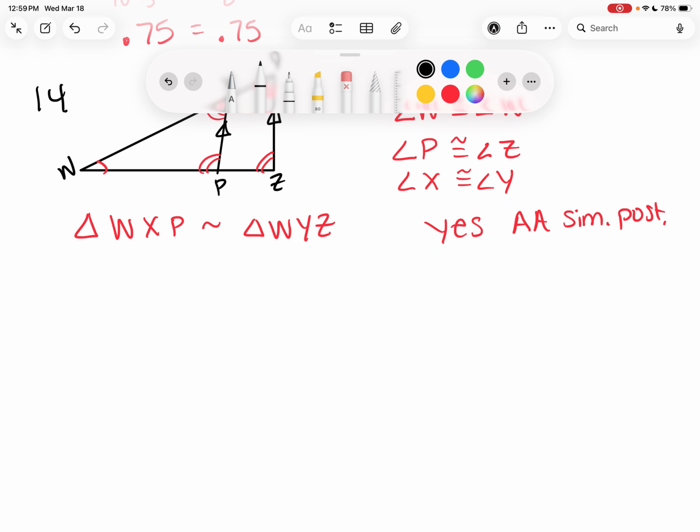All right, last little bit here. Number 16, they say to draw the given triangle. You don't have to do that part. If you want to, you can. And then it says name a postulate or theorem that can be used to prove the triangles are similar.